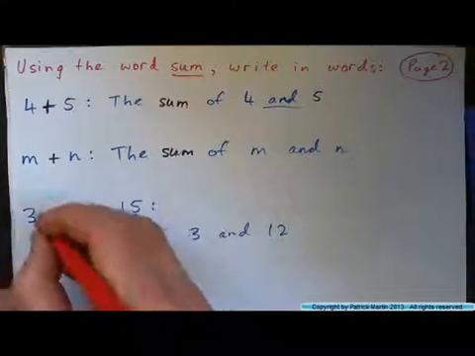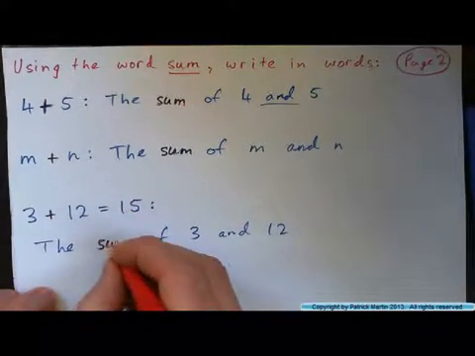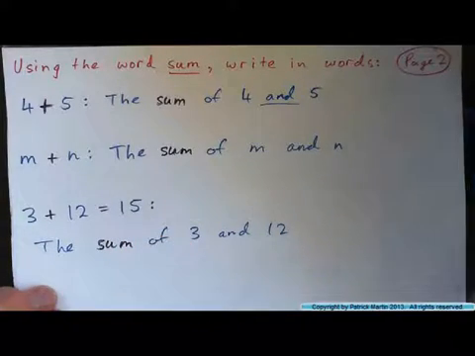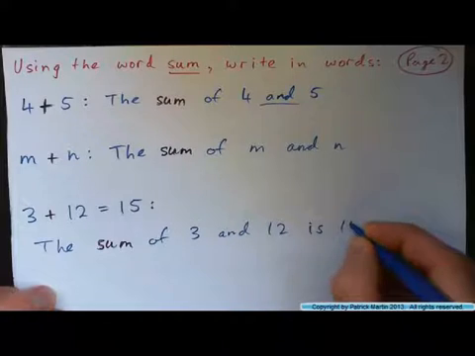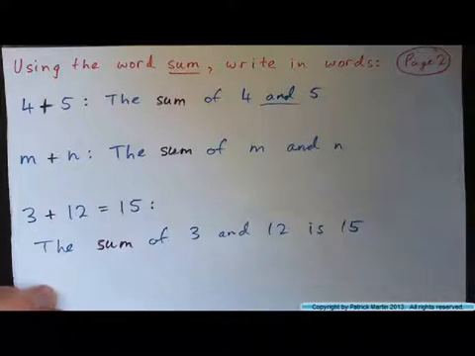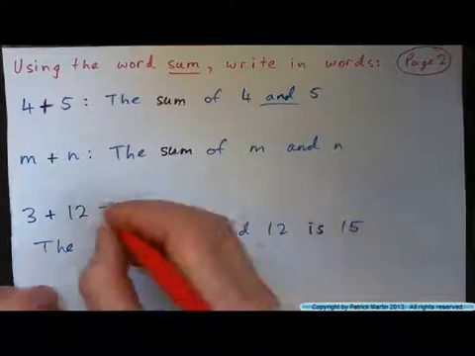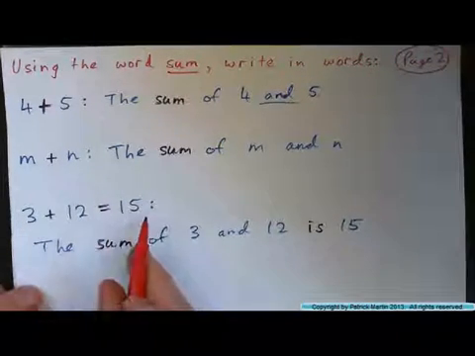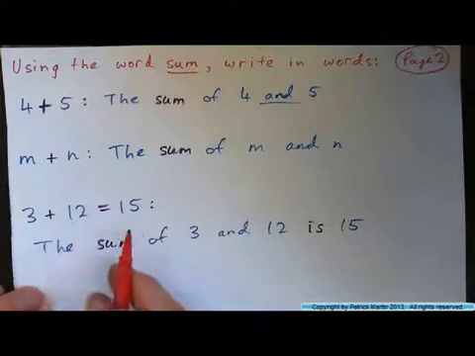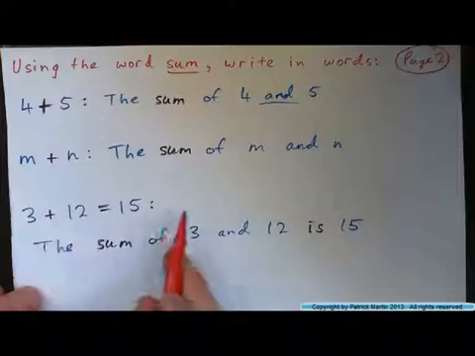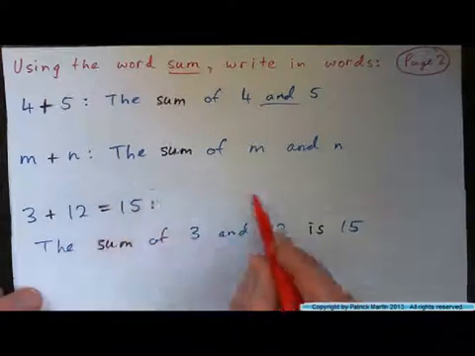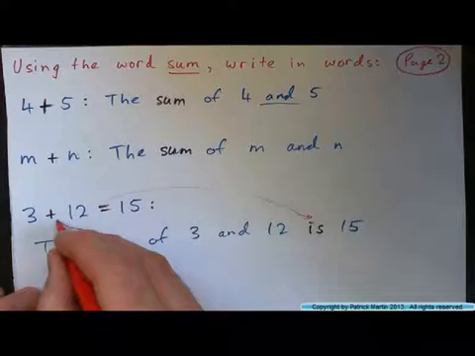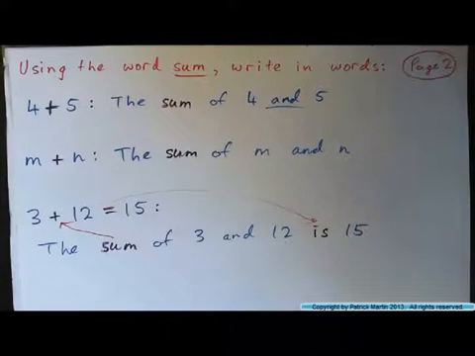Okay. So the plus becomes sum. And instead of writing equals, we can actually write is 15. Or equals 15, same thing. Is the same thing as equals, right? 3 and 12 is 15. The sum of 3 and 12 is 15, right? So the equals corresponds to is, sum corresponds to plus. Okay?